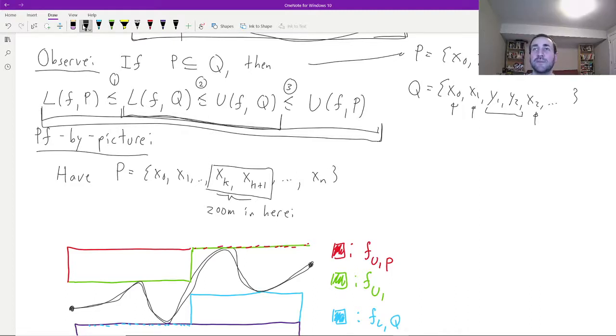So Q is a bigger partition. We often will also say that Q is a finer partition because it chops the interval up into smaller pieces, and P is a coarser partition because it chops the interval up into larger pieces.